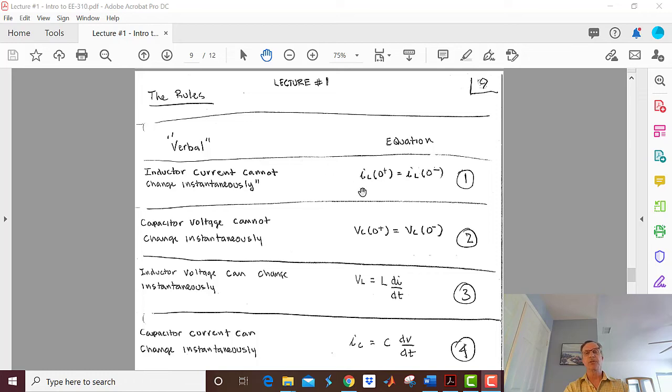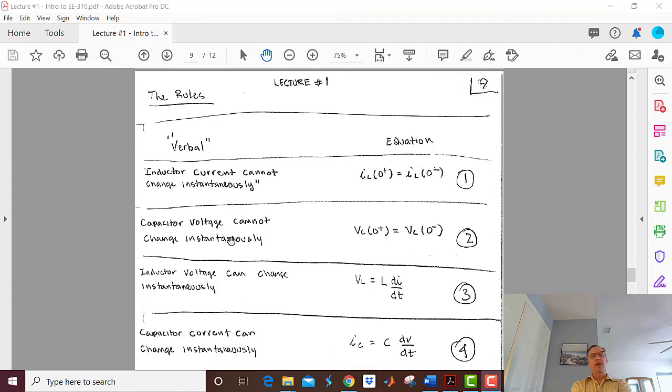But now let's give it an equation. The inductor current at zero plus is equal to the inductor current at zero minus. Or in other words, when the big topology change happened at t equals zero, the inductor current does not change. IL of zero plus after the change is equal to IL before the change. Verbal, mathematical.